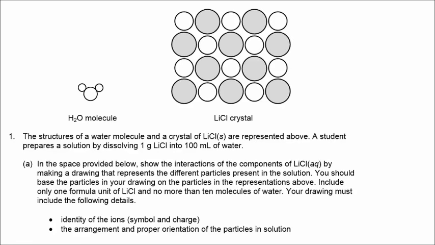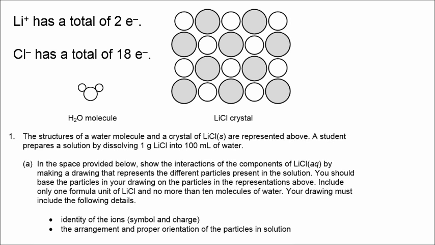Okay, here is our first free response question. We have a diagram showing a water molecule, and we have a diagram showing a portion of the lithium chloride crystal. Now, in terms of which circle refers to which ion, you should know that in terms of electrons, lithium plus has a total of 2 electrons, whereas chloride minus has a total of 18 electrons. So the smaller circle is supposed to represent the lithium cation, and the larger circles are supposed to represent the chloride anion.